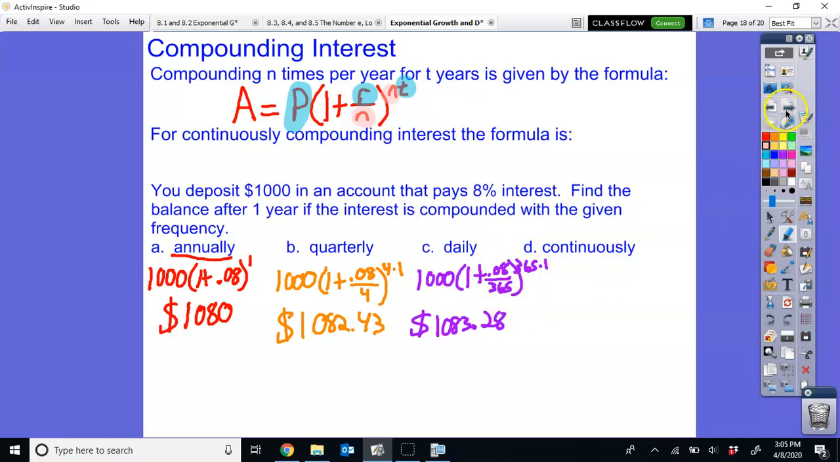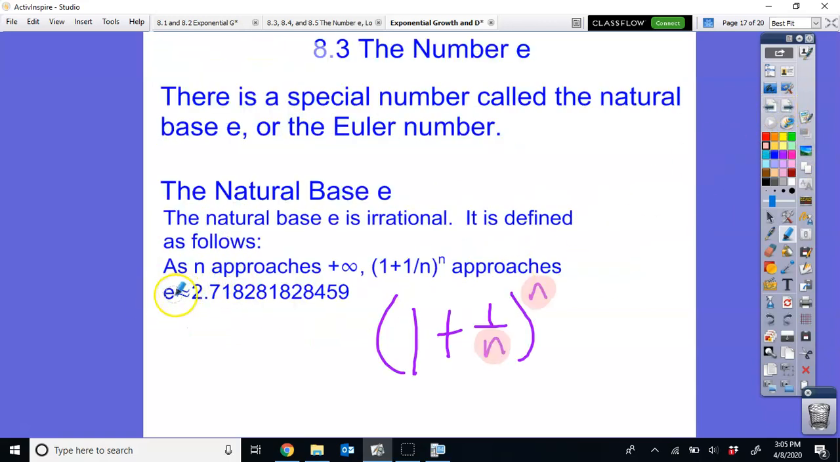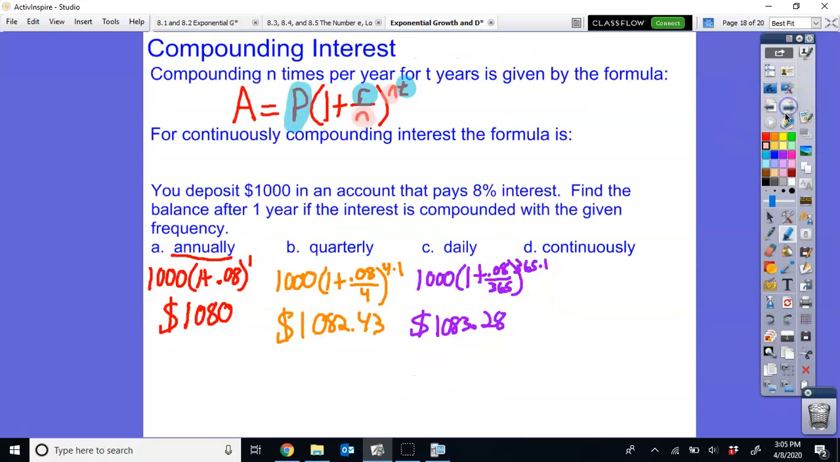If that number gets bigger, it gets closer and closer to this special number called the Euler number. Not Euler, the Euler number. It is the special number e. The cool thing is that little e is on the calculators. It's approximately 2.718281828459. You don't have to know that because that little number is going to be on the calculator.